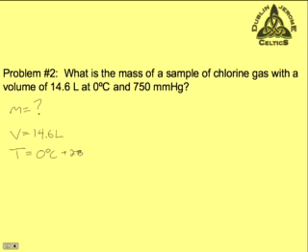Temperature, 273 plus zero. Get out your calculators. It's 273 Kelvin. That was a tough one. And the pressure is 750 millimeters of mercury.